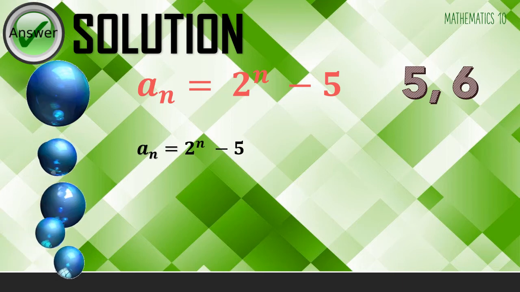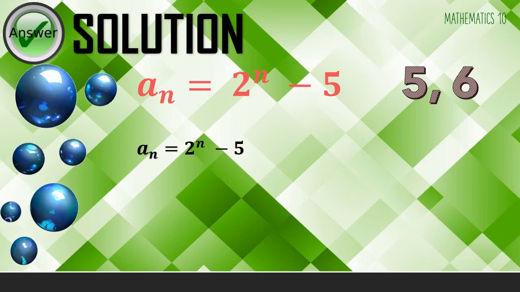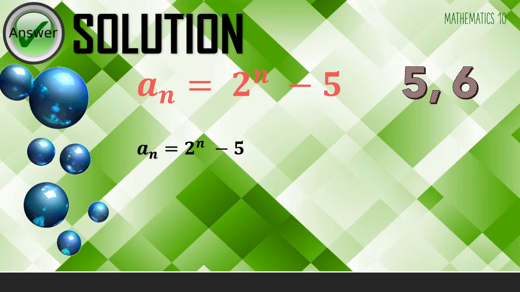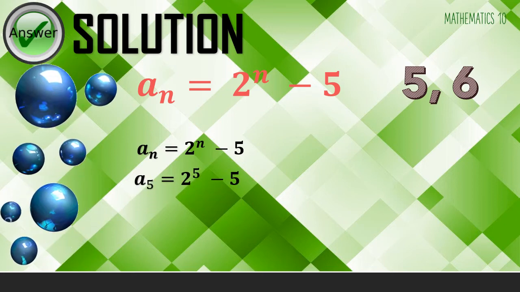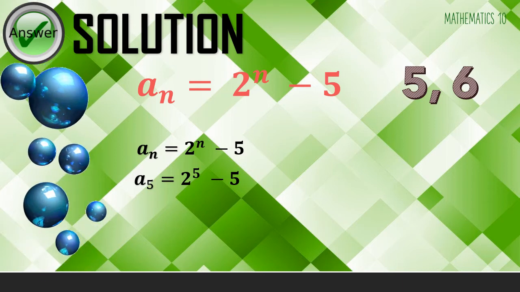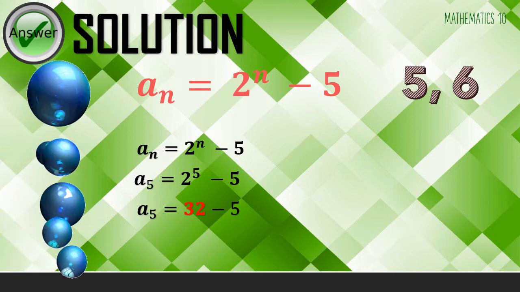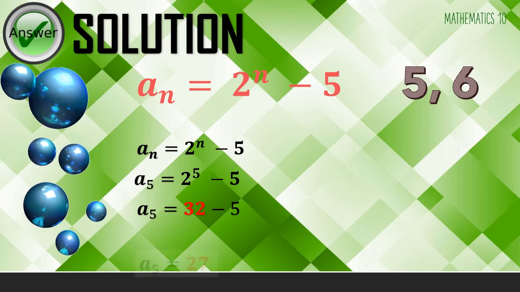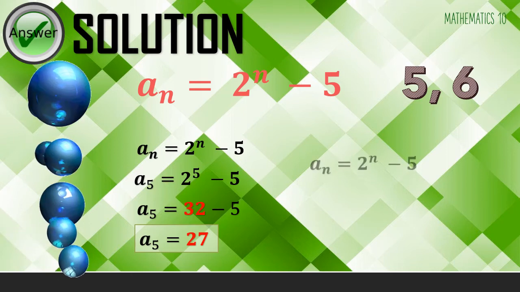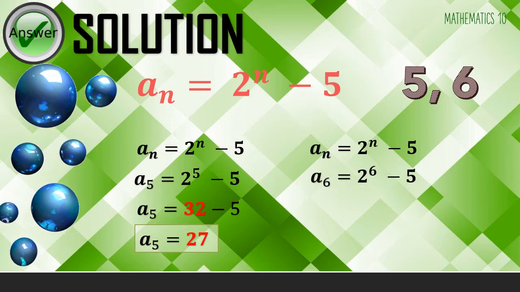Again, rewrite our general term. A sub n equals 2 raised to n minus 5, and substitute first the 5 for all the n's in the equation. So we have a sub 5 equals 2 raised to 5 minus 5, and simplifying, 2 raised to 5 is 2 times 2 times 2 times 2 times 2, which is 32. Then minus 5, we have a sub 5 equals 27. And next, for 6, we substitute 6 for all the n's in the given equation.